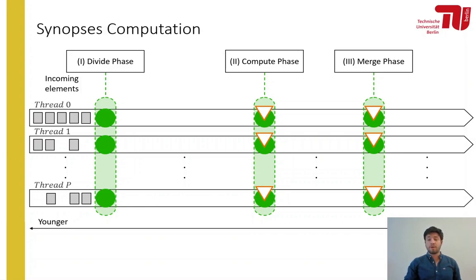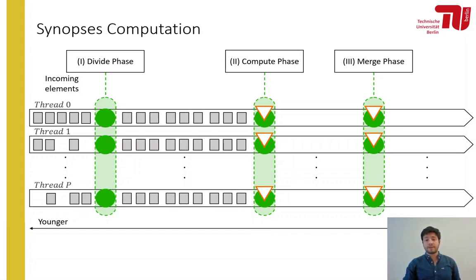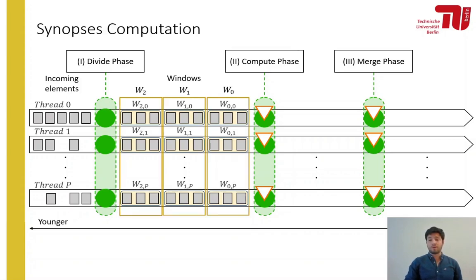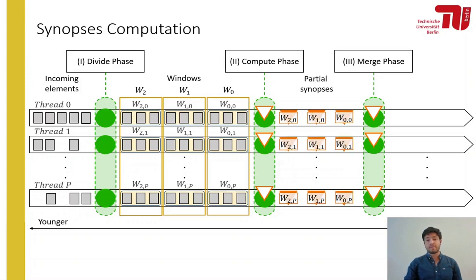Here, we will explain only the basic idea of each phase. First, during the divide phase, Condor distributes the input data stream among all nodes to fully exploit the available parallelism. After this partition, now the system can organize the incoming elements in windows, which are distributed among all the threads in the system. Our goal is to get a single synopsis for each global window, so during the compute phase, Condor maintains a synopsis for each partitioned window.